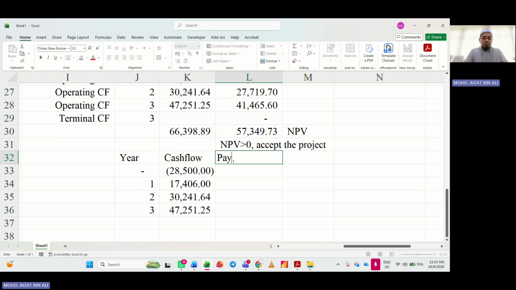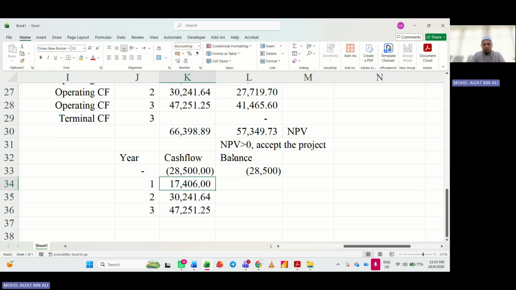Okay, so the payback period. The payback period is basically we want to know, in Malay we call it pulang modal, how long can we recover all this amount? So in year zero, we spent 28,500 ringgit. So this is basically the balance. In year zero, we just spent, we haven't earned anything, so the balance obviously is 28,500 ringgit.